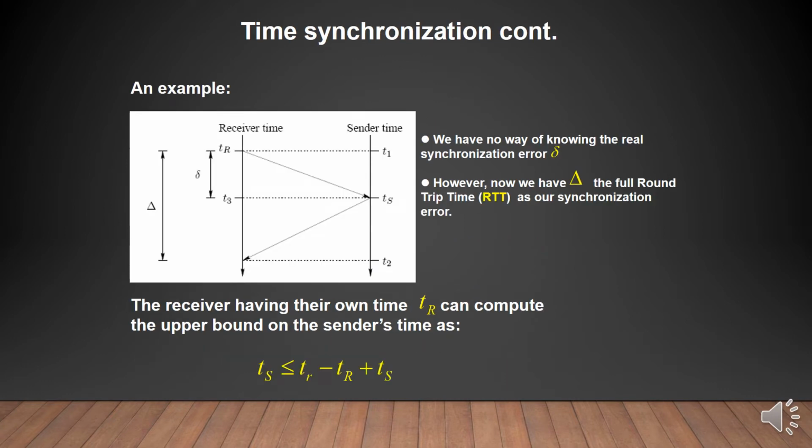So the receiver, having their own time TR, can compute the upper bound of the sender's time as TS less than or equal to TR minus T capital R plus delta.